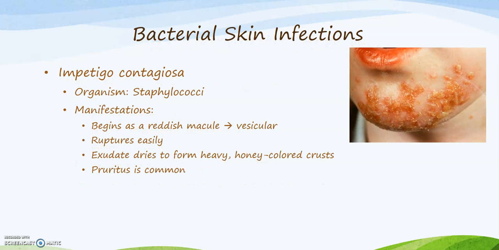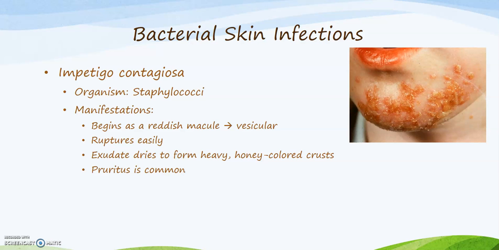The next thing I want to talk about is bacterial skin infections, specifically impetigo contagiosa. And this is a lesion, as you can see, that is of a crusted nature. And you see the yellow papules in here as well. And this is pretty crusted and dried. It is caused by the microorganism Staphylococcus.